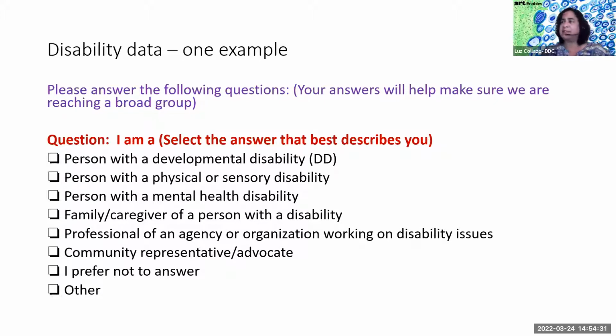I would like to share two examples related to disability data. We say, please answer the following question; your answer will help make sure we are reaching a broader group. The question says, I am, so select the answer that best describes you. As you see here, it is more open, not only for a person with a disability or developmental disability, but it also gives the opportunity to choose person with a mental health disability, family member or caregiver of a person with a disability, professional of an agency or organization working on disability issues, community representative or advocate, I prefer not to answer, or other. Next, please.